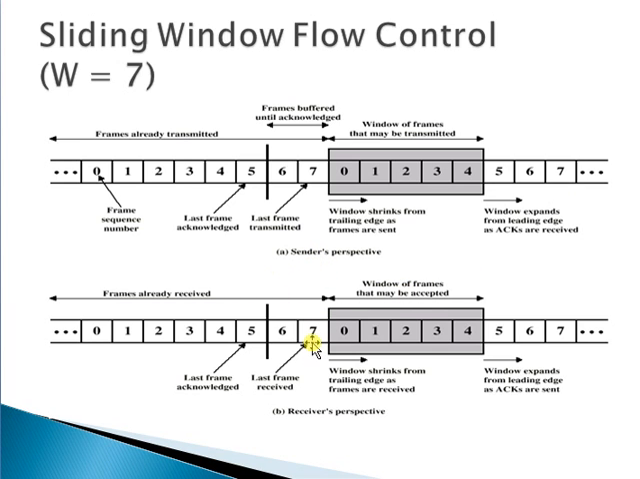7 is the last frame that has been received from the sender. The receiver has acknowledged the 5th frame, so the window remains 0 1 2 3 4, the window of frames that may be accepted. The window expands from the leading edge as acknowledgements are sent. This is from the receiver's perspective, and that's it for today. This was about the sliding window and stop and wait protocols. Thank you.